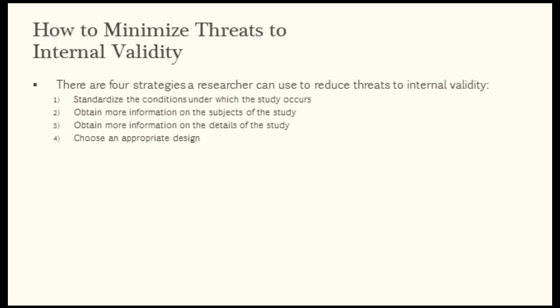There are different ways that you can minimize threats to internal validity, and I mentioned some of them as we talked about the individuals, but in terms of overall strategies, what you try to do is standardize the conditions under which that study is going to occur. Obtain as much information as you can on the subjects of the study, which is often like you'll see a demographic or characteristic data table of participants in the study. You can try to get more information about the details of the study, so be very clear about what you're going to do and how you're going to carry it out.